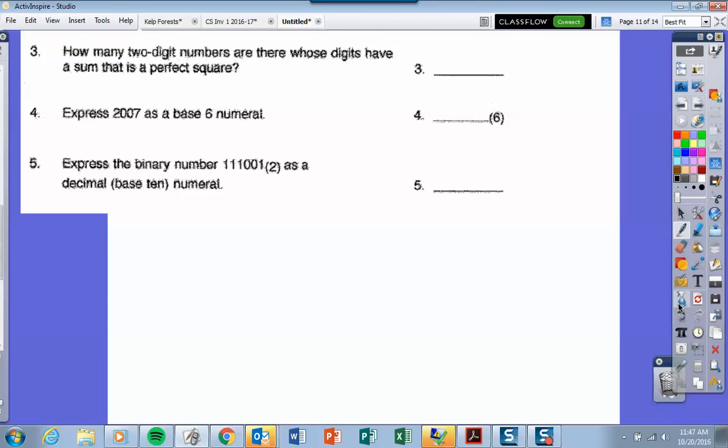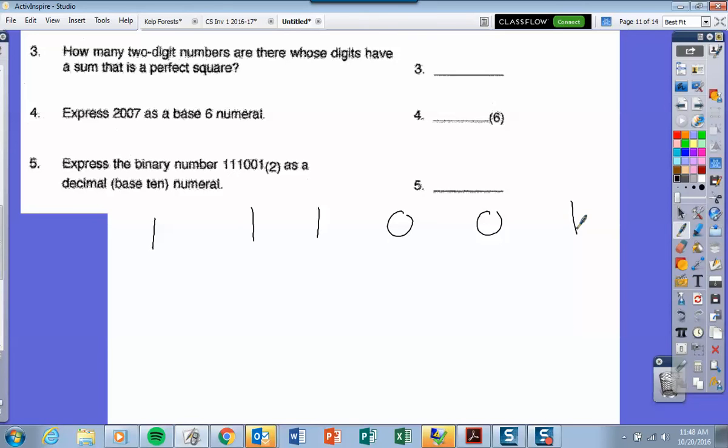So first off, I need to think about my binary numbers. Binary is just a computer code of 1s and 0s. It's kind of cool actually. But I'm going to go ahead and just write this number out a little bit longer.